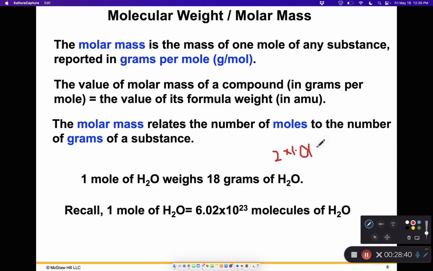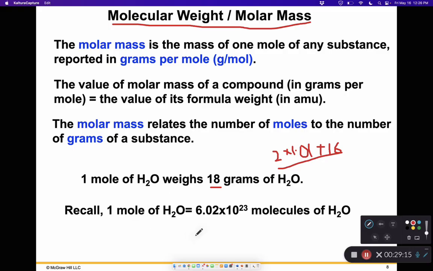And then you have 1 oxygen atom. The oxygen atom has the mass 16 grams. So altogether the formula weight or the molar mass, or we say molecular weight, they are the same thing. Formula weight, molar mass or molecular weight. You add the atomic weights times the number of atoms present there. This is 18 grams for water. So 1 mole of water weighs 18 grams.